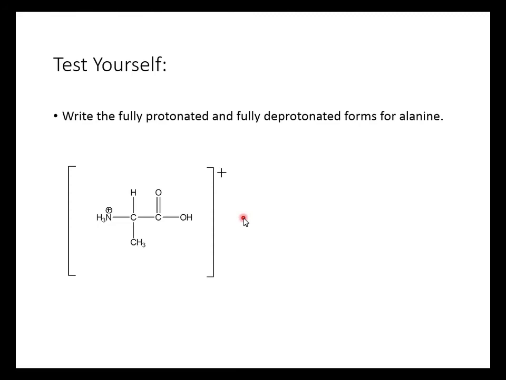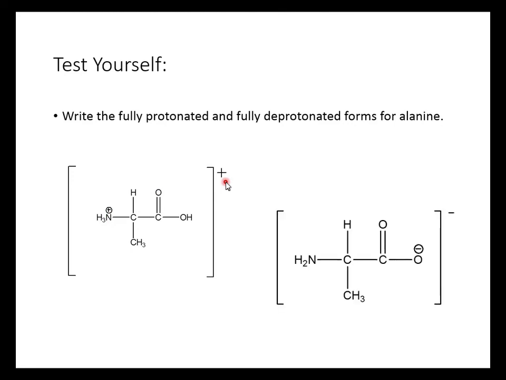Here is the fully protonated form, carboxylic acid, and the ammonium ion. And because there's a 1+ formal charge, the overall charge on this amino acid form is +1. And the fully deprotonated form, we've lost the H+ from the ammonium to make the amine, and we've lost the H+ from this carboxylic acid to form the carboxylate ion. And the net charge is -1.